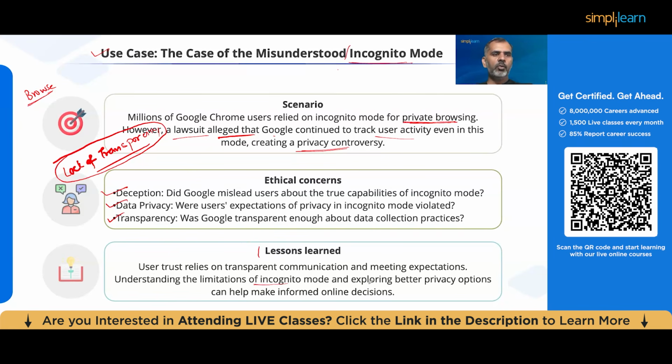Understanding the limitation of incognito mode and exploring better privacy options can help make informed online decisions. So you should make users aware, and in that way you can make your users more informed, and accordingly they can use the incognito mode. And if Google is collecting that data, that is okay, but it should be used for non-harmful purposes in a transparent way, guys. So these are the three major areas where we talk about the practices of data ethics in data analytics. One is related to bias and discrimination. Second one is privacy, and third one is transparency, guys.